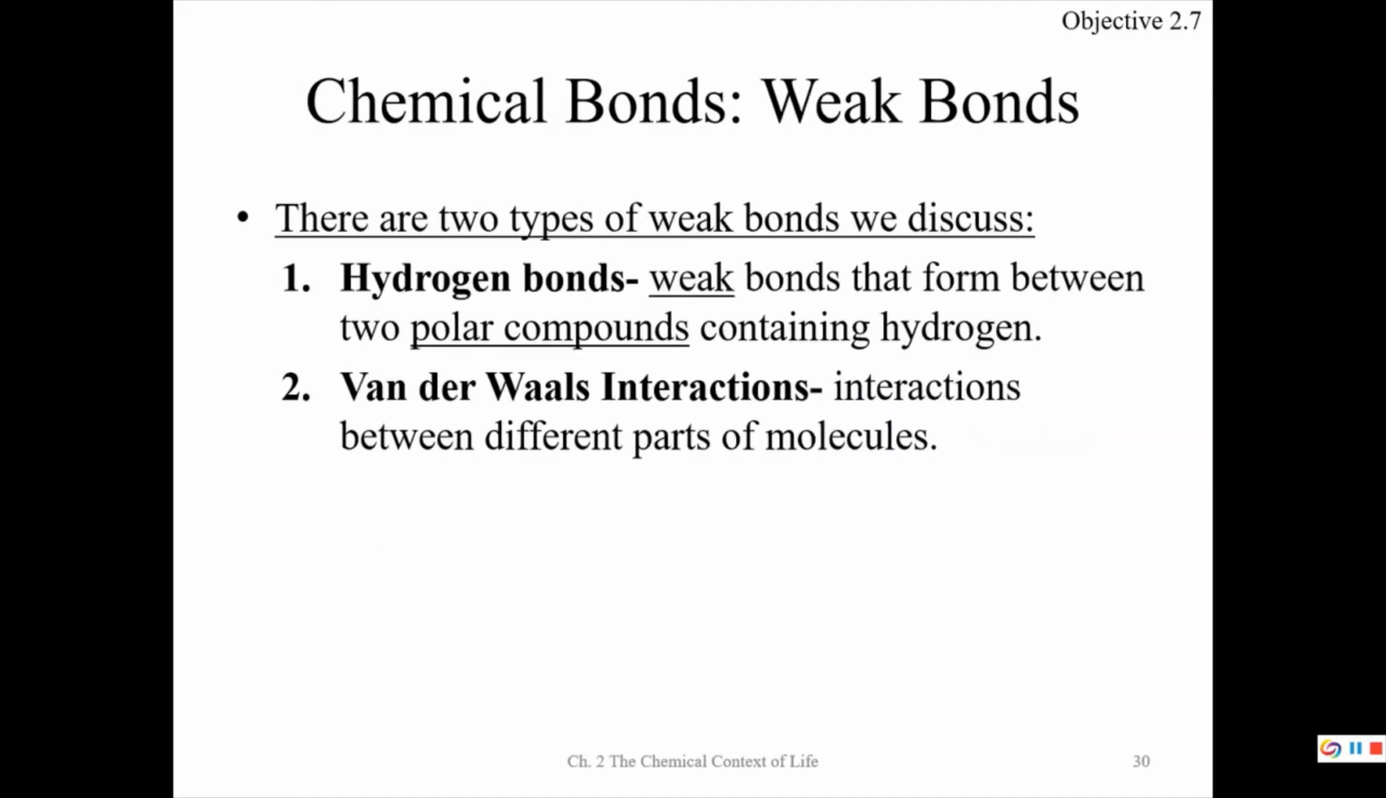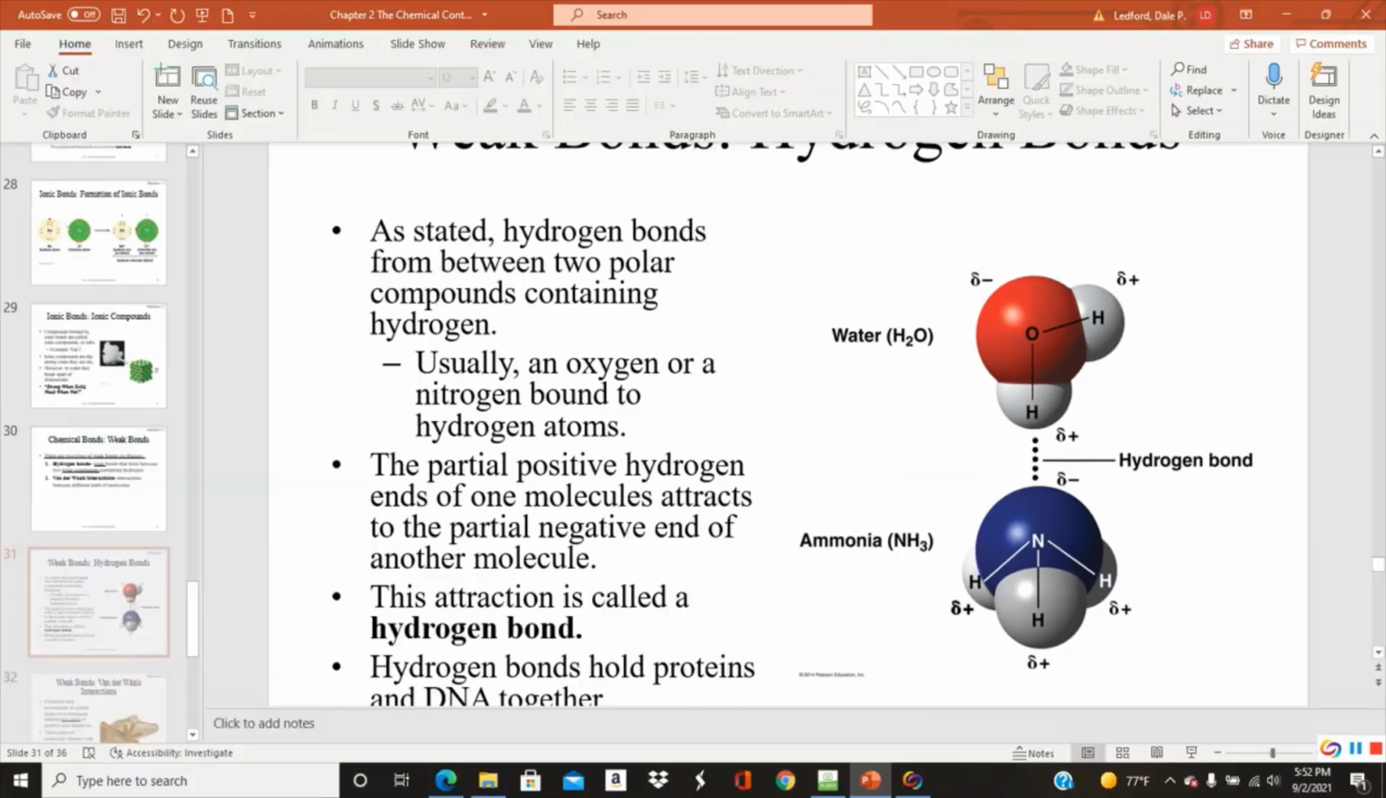Now, hydrogen bonds, on the other hand, we're going to talk about now. A hydrogen bond is a little bit different. This is going to be with a polar compound that has hydrogen in it. This is really common with molecules that have one electronegative atom bonded to hydrogen, like nitrogen or oxygen. Those are two really good candidates for that. And then the van der Waals interactions are between different parts of molecules, and we'll talk about those. Now, let's talk about a hydrogen bond.